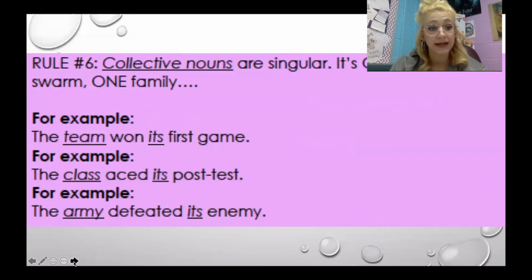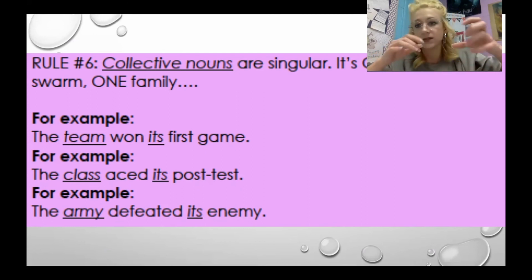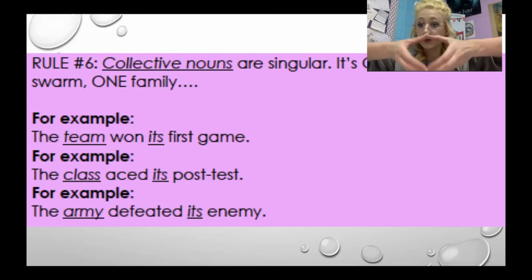All right, the last rule is about collective nouns. So collective nouns are groups of things working together as one singular unit. Collective nouns are singular. It's one team, one swarm of bees, one family, one class. When you have one group, even though there's multiple people or multiple animals in that group, if you have one group and you're talking about the group, it is one, singular.